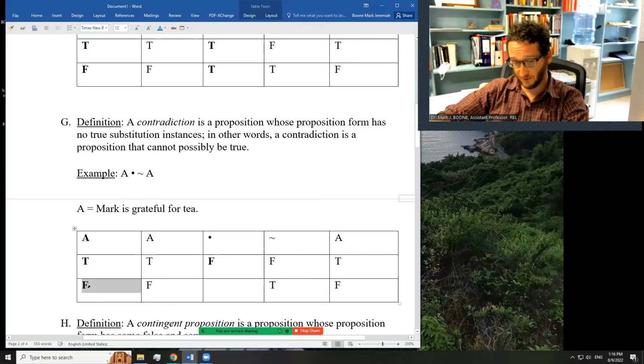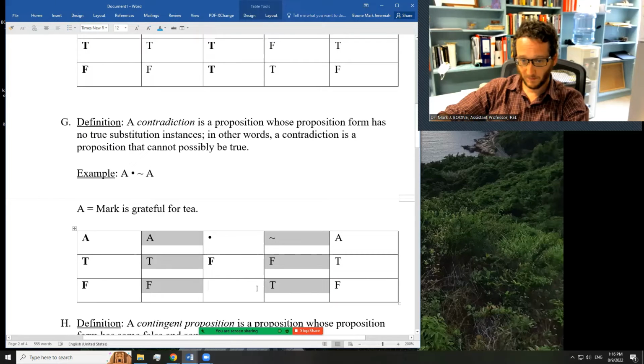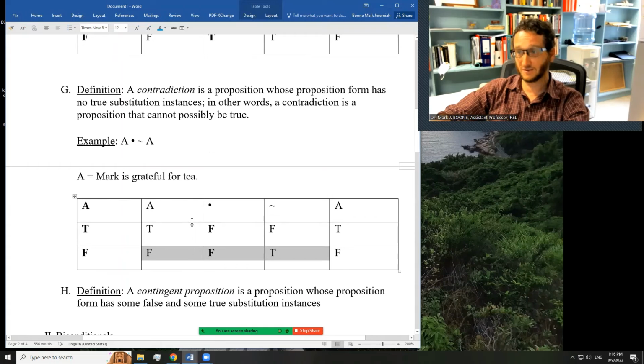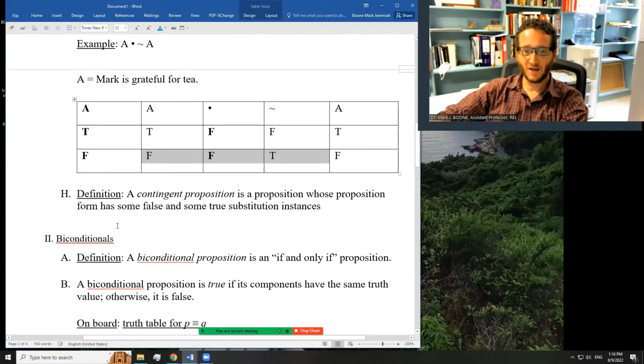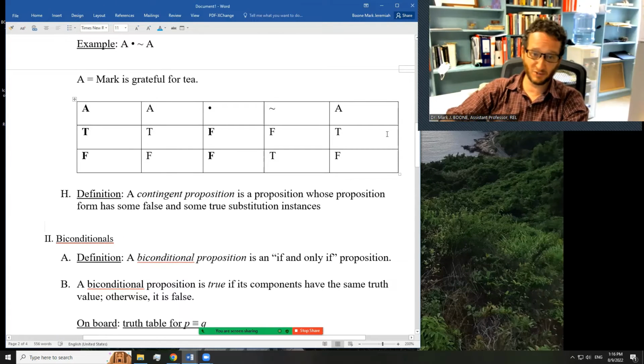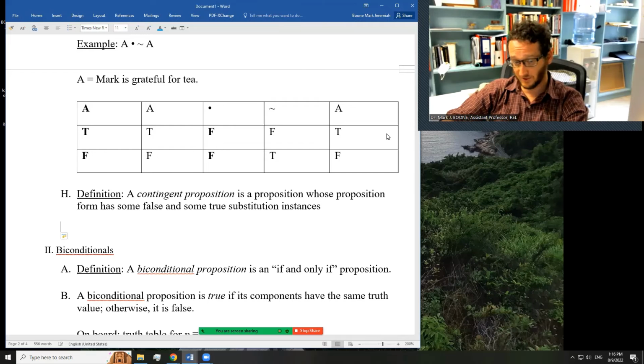Or suppose Mark is not grateful for tea. Then, again, it's true that Mark is not grateful for tea. But it's false that Mark is grateful for tea over here in this column, and therefore, what goes here? Clearly false. It's false that Mark is both grateful for tea and not grateful for tea at the same time. That's a contradiction pattern. A contingent proposition is a proposition whose proposition form has some false and some true substitution instances.